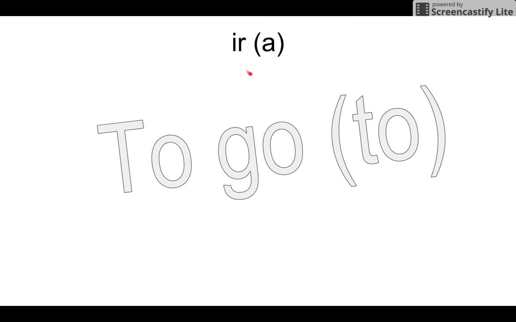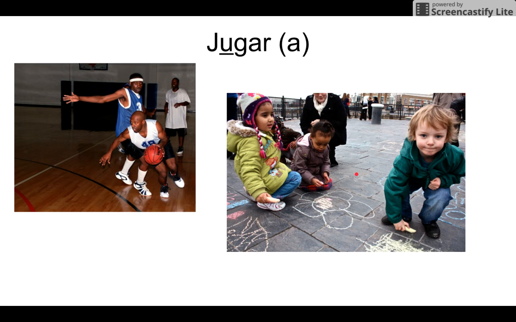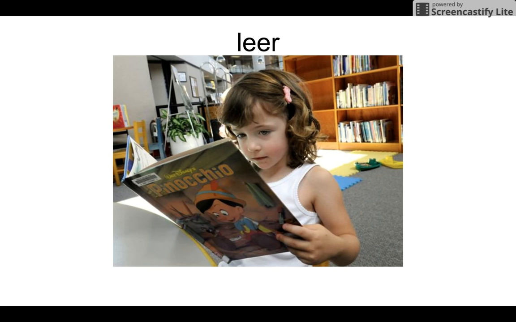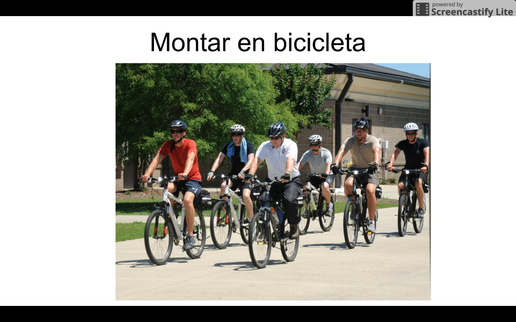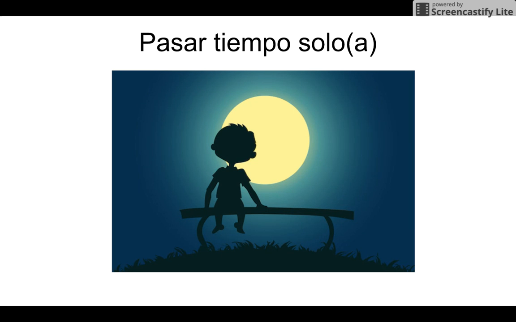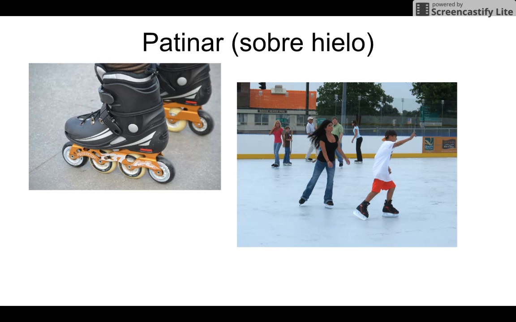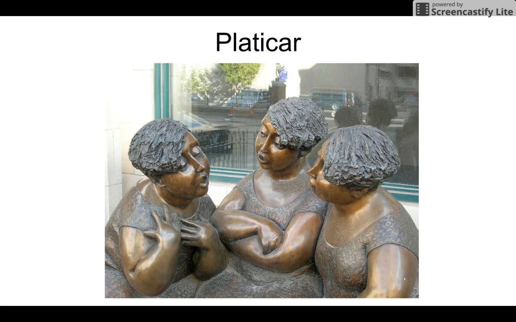Ir is always going to be used in conjunction with a, to go to. Ir de compras, to go shopping. Jugar a, to play, as in a sport. Leer, to read. Montar en bicicleta, to ride a bike. Nadar, to swim. Navegar por internet, to surf online or to be online. Pasar tiempo solo, to spend time alone. Pasear, to wander. Patinar, to skate, or patinar sobre hielo, to ice skate.